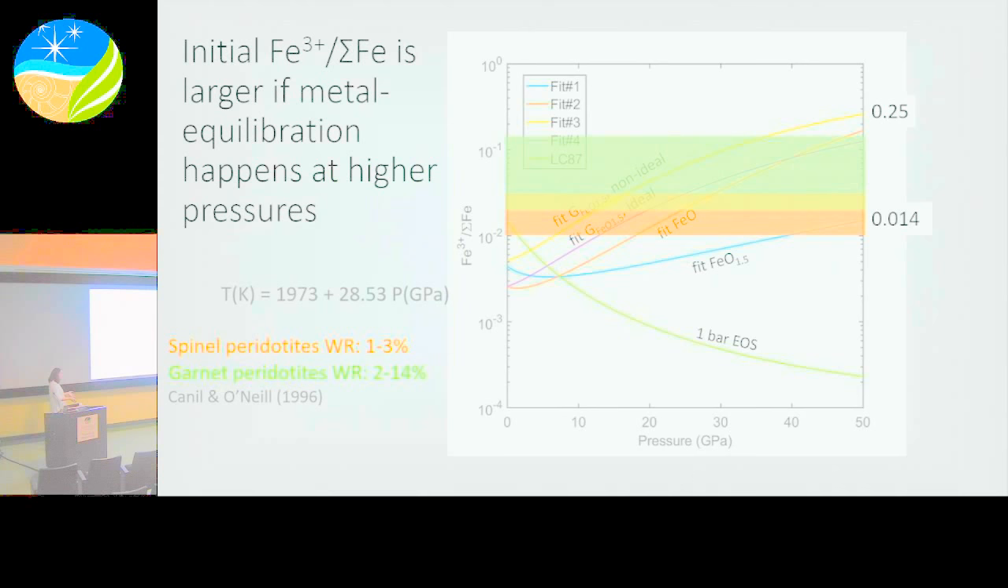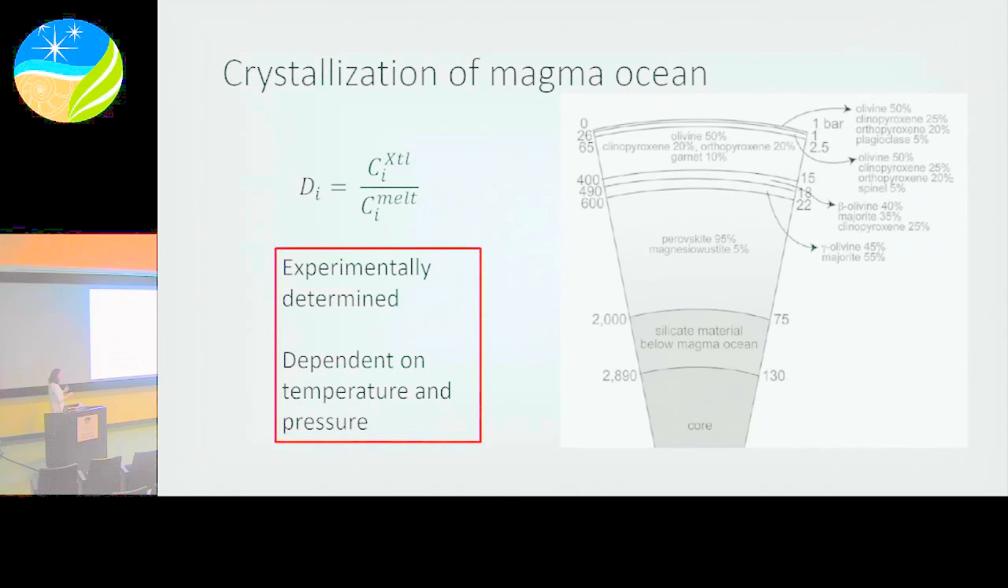I'm going to really quickly touch on another mechanism that also influences the oxidation state of the magma ocean as it's evolving, and that's the crystallization of the silicate itself. And here I'm using partition coefficients for the elements between crystal and silicate melt. And again, these are experimentally determined and dependent on temperature and pressure. And I'm using the mantle mineralogy model from Linda Elkins-Tanton.